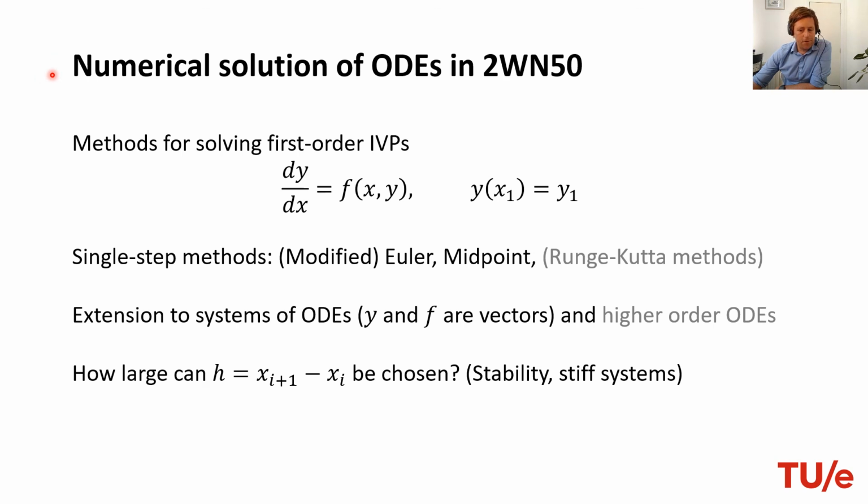Let's talk about the focus of this chapter, what we'll be looking at specifically. First we will discuss methods for solving first order initial value problems of this form: a first order derivative is equal to a function of x and y, and we have this kind of initial condition. We'll discuss only single-step methods. Multi-step methods, although they are treated in the textbook, will not be elaborated in these lectures and are also not part of your exam material.